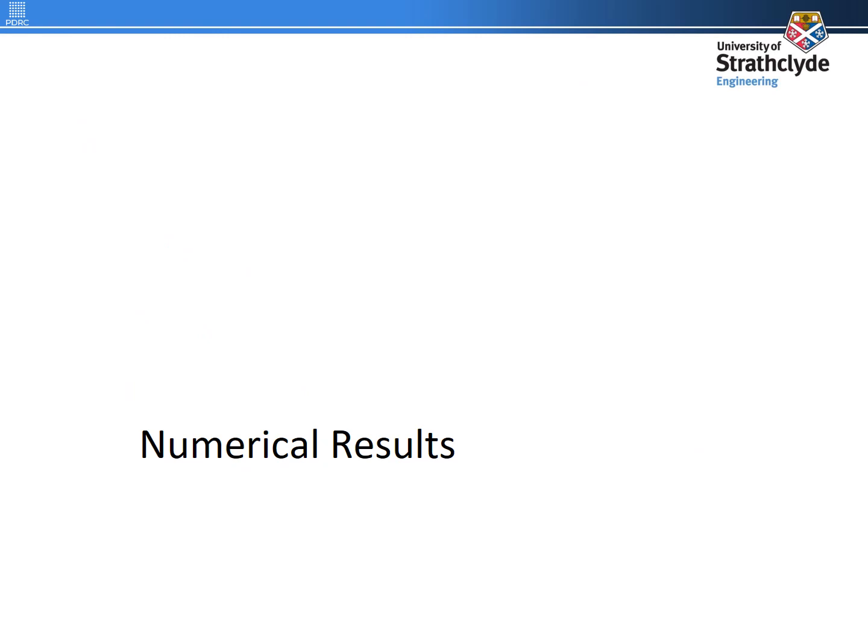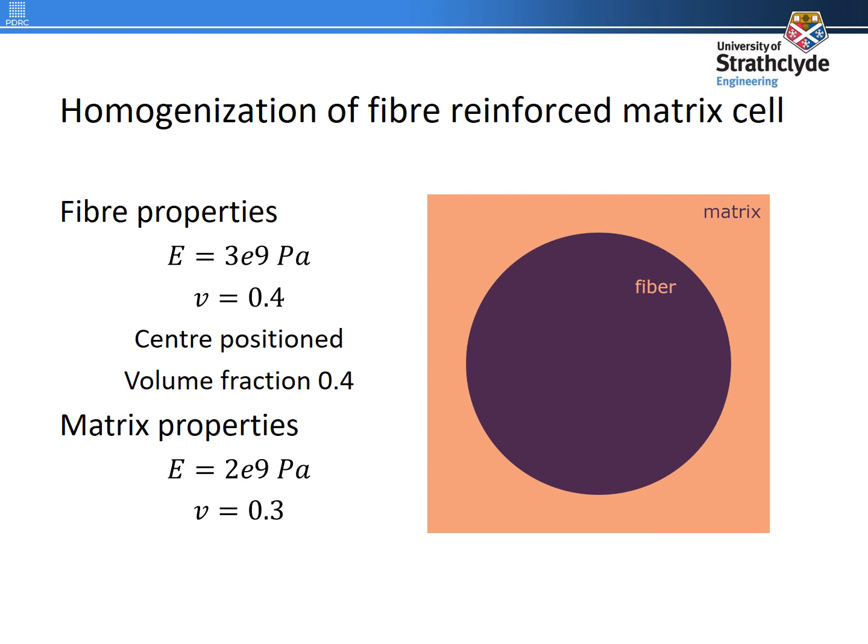Now I would like to show you some numerical results from ordinary state-based peridynamic homogenization. For our first example, we will look at the unit cell analysis of a composite cell and compare the result with traditional finite element approach. The center positioned fiber has an elastic modulus of 3E9 Pascal and Poisson ratio of 0.4. Volume fraction of the fiber is also 0.4. Elastic modulus for matrix is 2E9 Pascal, and the Poisson ratio for matrix is 0.3.